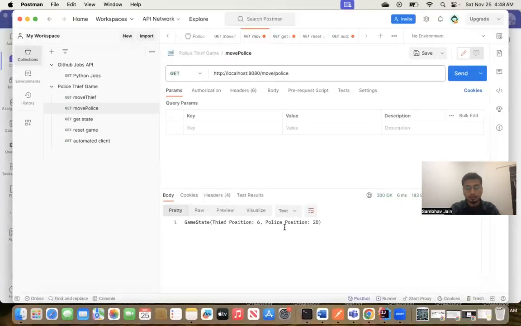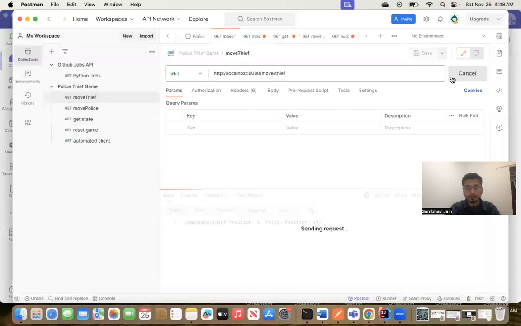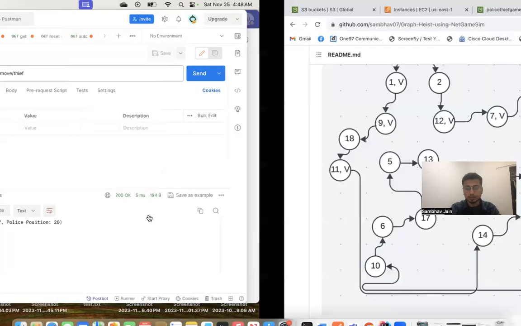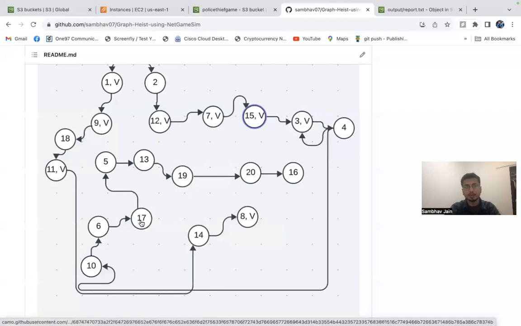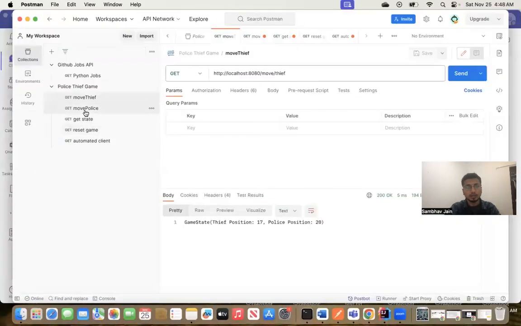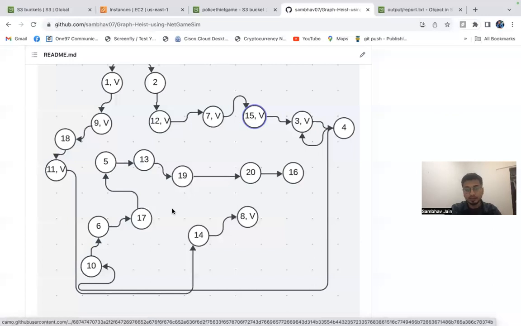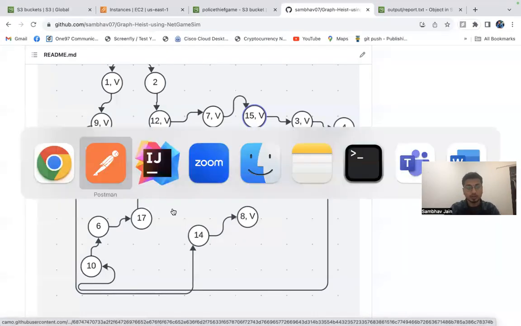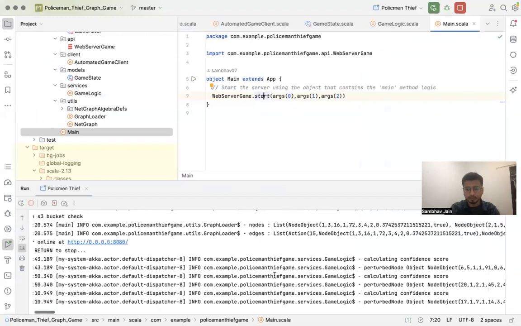So we made the move for the police, which is 20. Now we will make the move for the thief. So thief moved to 17. And now we make the move. So yeah, here we can see clearly that there are not many options to move. So whatever is coming, they are moving right now. But yeah, the confidence score is still being calculated.